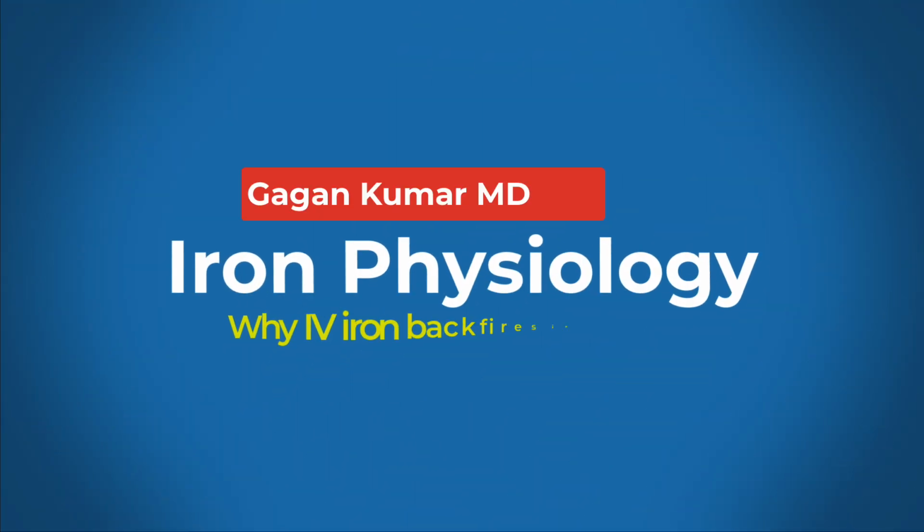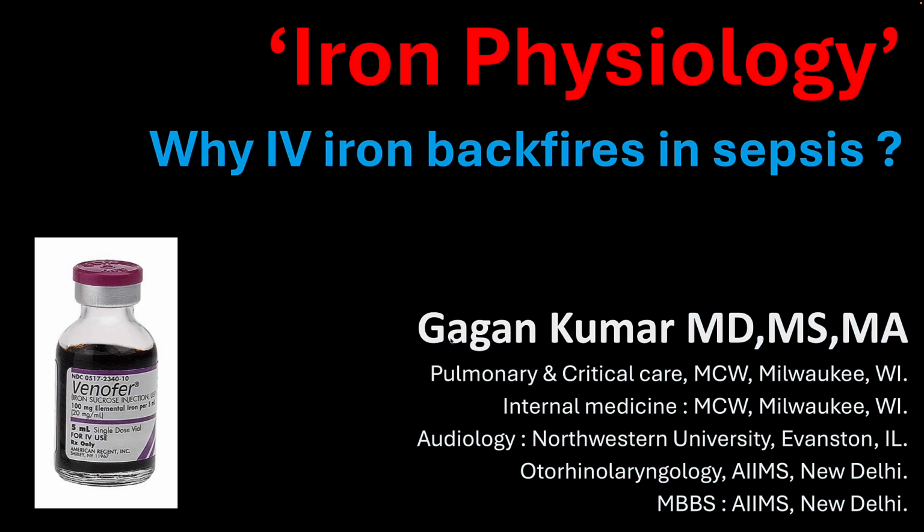Hello everyone. Every ICU physician has seen this scenario. Ferritin is elevated, serum iron is low, hemoglobin is falling. You know that during sepsis, the body is deliberately trying to hide this iron. Every physiology textbook teaches this. Yet, when we see low iron levels, our first instinct is often to replace it. Today, we'll understand the use of IV iron in ICU.